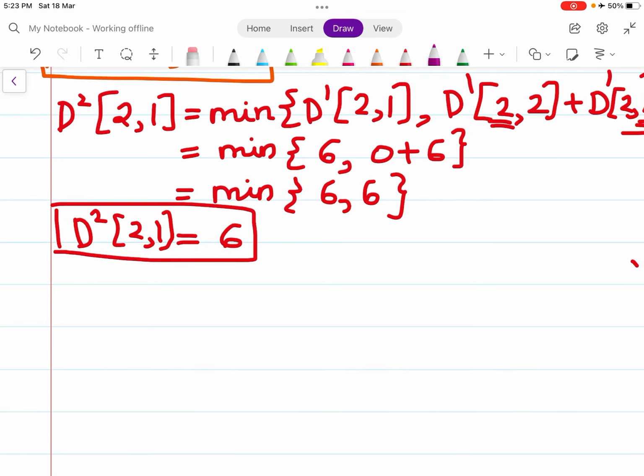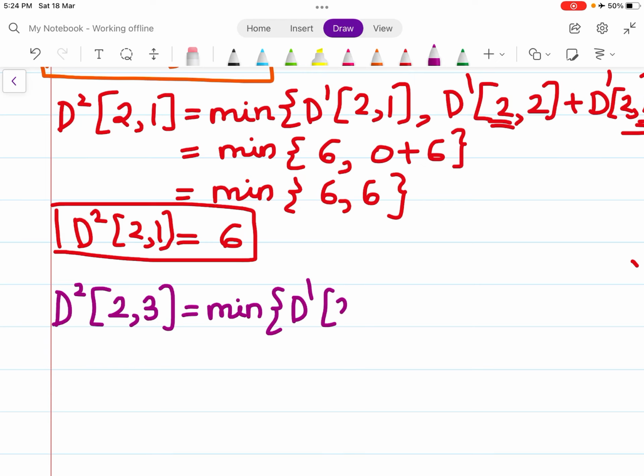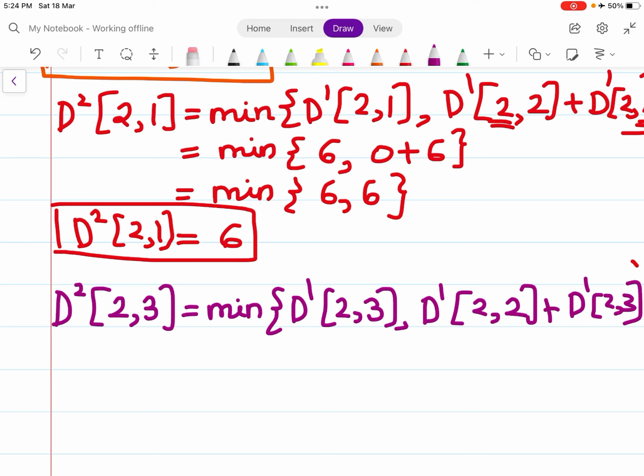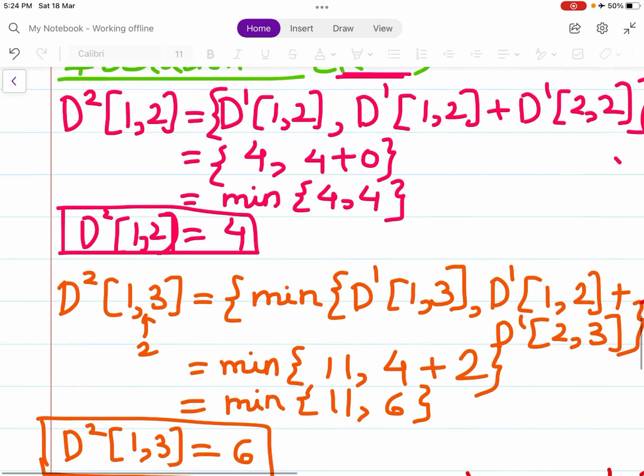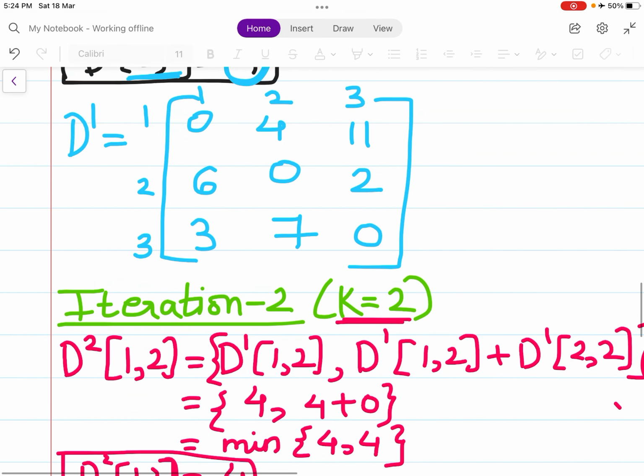Next, 2,2 will not be considered because it is a self loop. The answer is 0. d2 for 2,3 will be the minimum of d1 of 2,3 and d1 of 2,2 plus d1 of 2,3, with 2 in the middle of 2 and 3. So the minimum of 2,3, and how much is 2,3? 2,3 is 2.